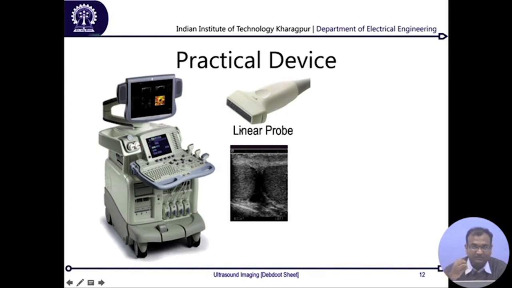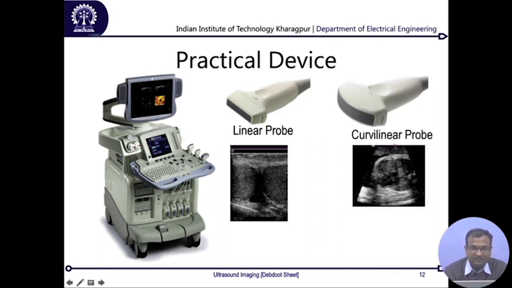So the beams, the waves are not going orthogonal to it, but the beam formation is always orthogonal over here. So you would get a perfectly linear-looking image coming down over here, and these are more used for imaging of, say, the carotid artery and similar very close to surface vascular structures.